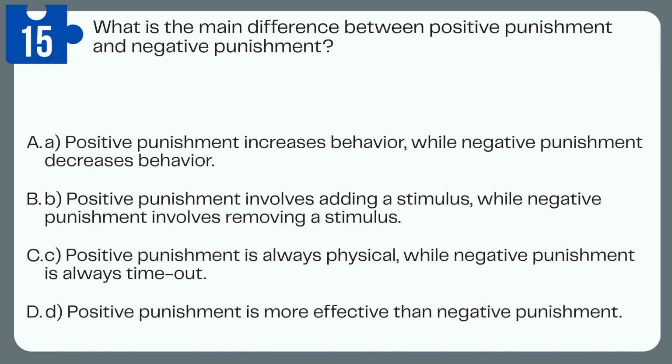Question 15. What is the main difference between positive punishment and negative punishment? A. Positive punishment increases behavior, while negative punishment decreases behavior. B. Positive punishment involves adding a stimulus, while negative punishment involves removing a stimulus. C. Positive punishment is always physical, while negative punishment is always timeout. D. Positive punishment is more effective than negative punishment.